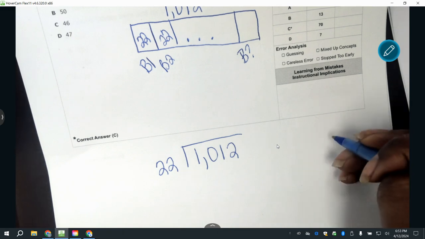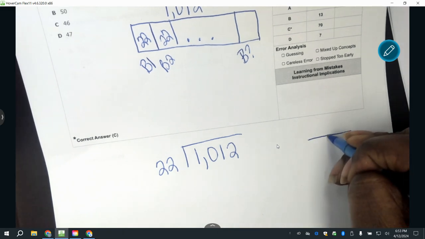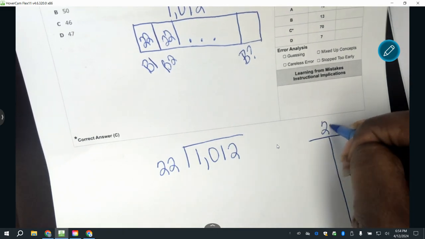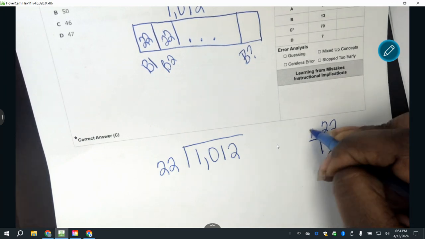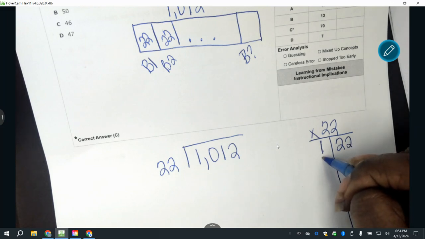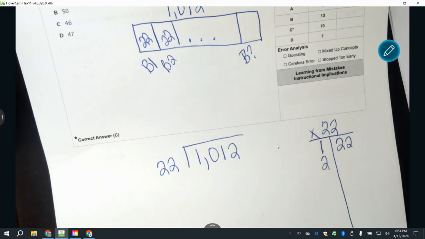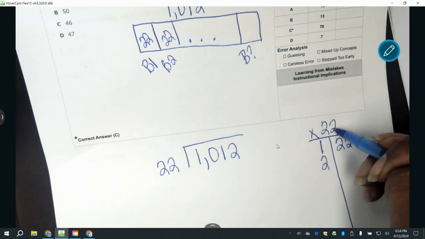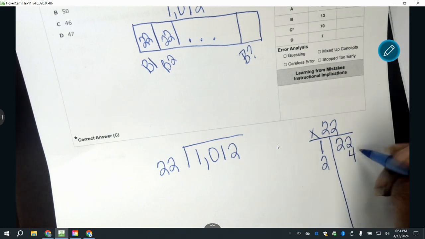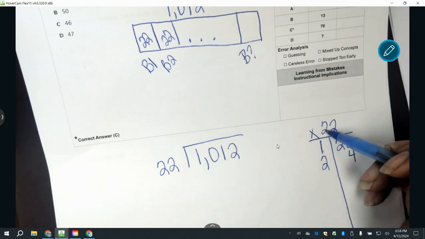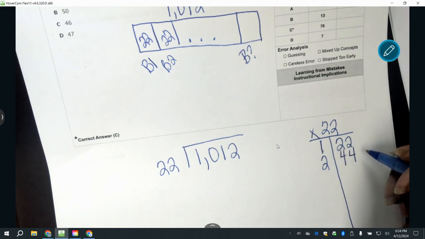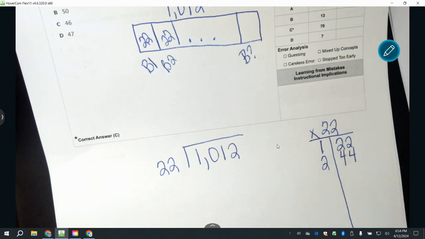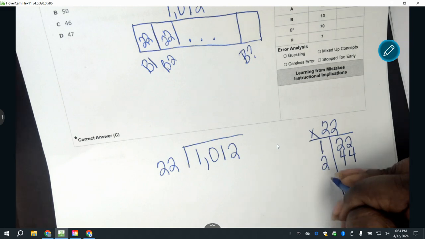But what I do know, if I do a T-chart and I put 22 here, I know 22 times 1 is 22. What about 22 times 2? Well, I don't know that, but I do know that 2 times 2 is 4. Write it. And then 2 times 20, because that 2 represents 20, 2 times 2 is 4, 2 times 20 is 40. So we have 44. Okay? Go to the next one.